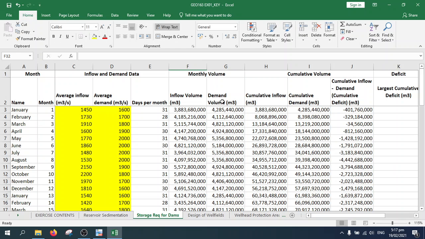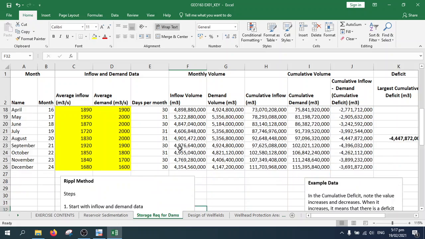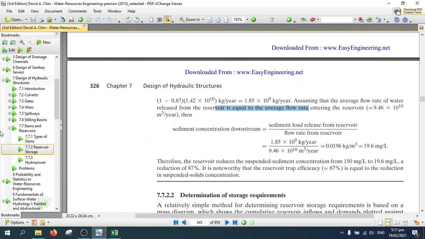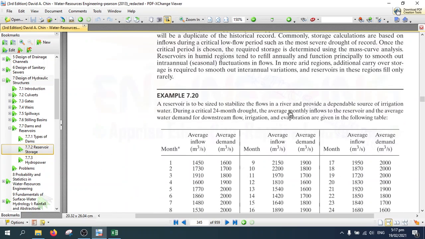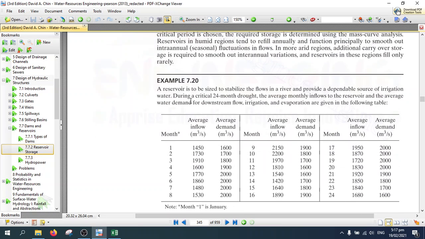Right, now let's discuss the second problem, which is the storage capacity or the active storage capacity requirements of a reservoir dam. So again, this problem or example is just taken from example 7.20 in Chin 2013.